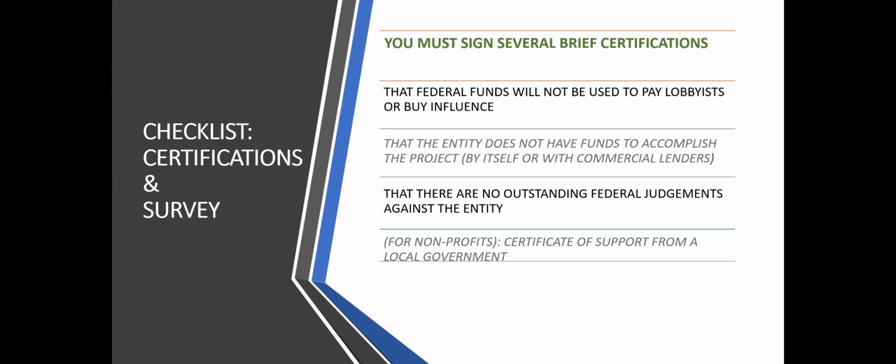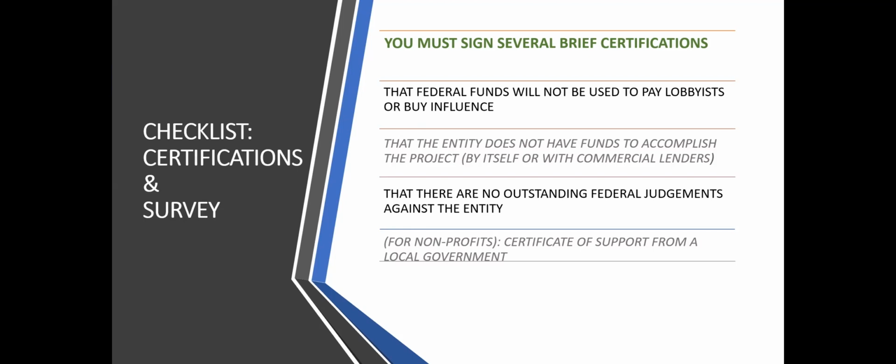Next, you have to sign some brief certifications. These are the sorts of things you would have to do if you got any money from the federal government, right? No matter what the program is. By law, you have to promise that the funds you received will not be used to pay lobbyists or to buy influence. And you will have to attest to the fact that you do not have the funds to accomplish this project on your own or with commercial lenders. And you will have to attest there are no outstanding federal judgments against the entity.